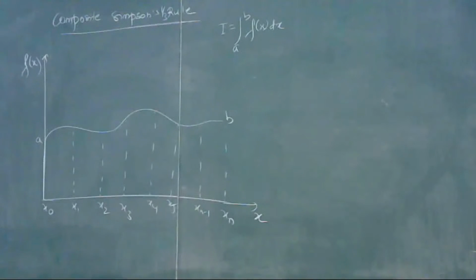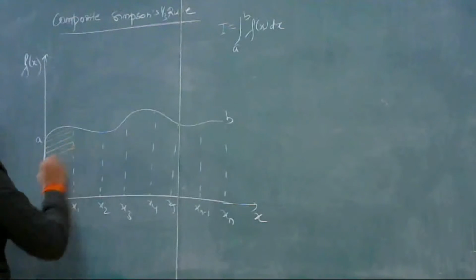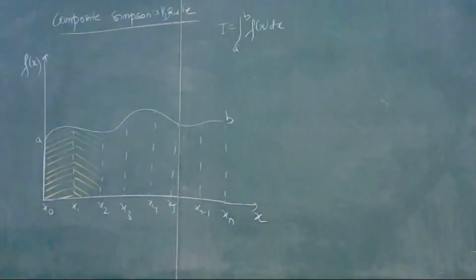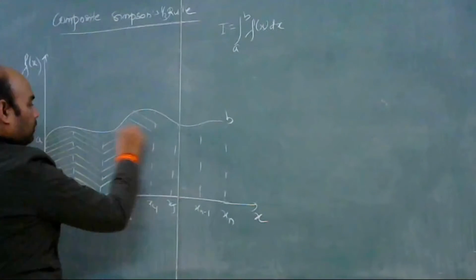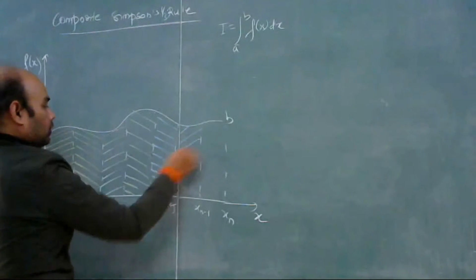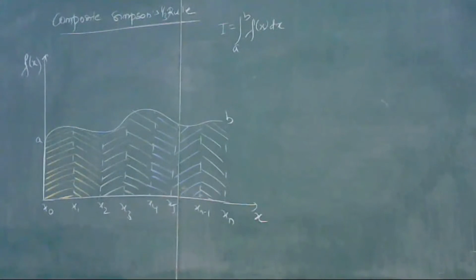So again, we will divide this curve into different integrals for different segments. So this is divided into different segments like this. So we have divided into equal parts.